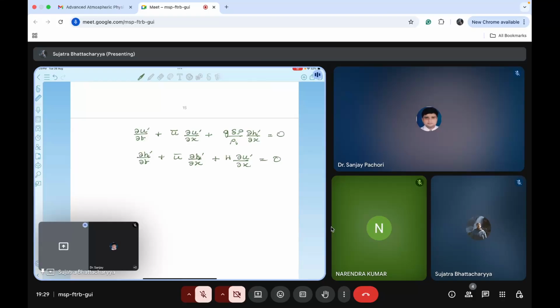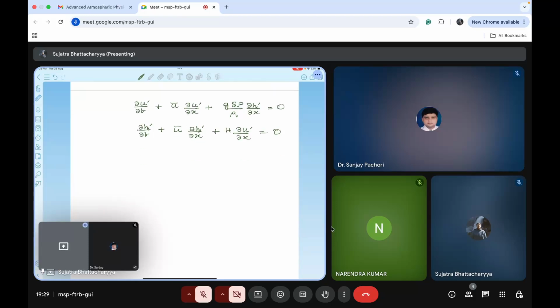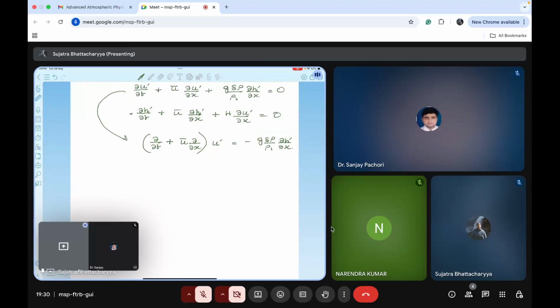Fine. Now what we will do is, one thing you can do is, again we can write this equation like this: (∂/∂t + ū ∂/∂x) of u' is equal to minus g Δρ/ρ1 ∂h'/∂x. Okay. And here in this, we will operate with this ∂/∂t + ū ∂/∂x.